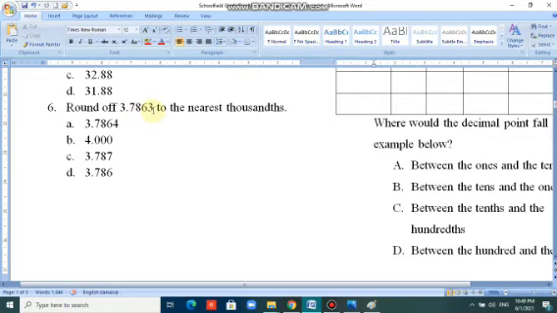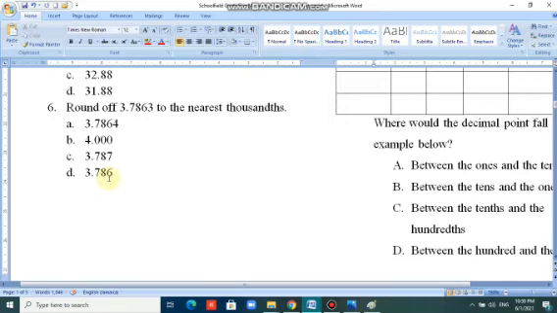So 3.7863. So the 3 is less than 5 because 6 is in the thousandths place. The thousandths place. So because the 6 is in the thousandths place here, and the 3 is in the ten thousandths place, the 3 is less than 5, so you round down. So the answer has to be D, which is 3.786. Am I correct? Yes, I am indeed correct. So it has to be D for the answer, not C. Sorry, D. Alright?